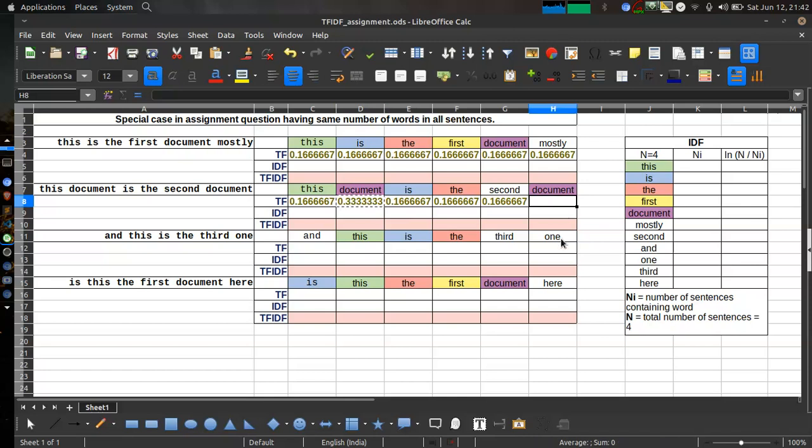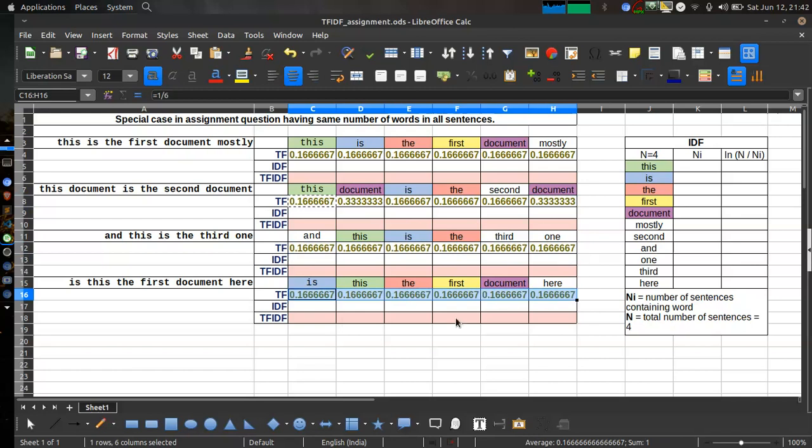Okay, let me copy paste here. And if you see in the third sentence and fourth sentence, nothing is repeating. So the answer would be 1 by 6 for each, right? We are having 6 words every time. Right, so this is the special case. Just keep in mind, every time you want to implement in the real world, you won't have this. This is the special case. That's why you are having 6 words in all sentences. We will discuss that also.